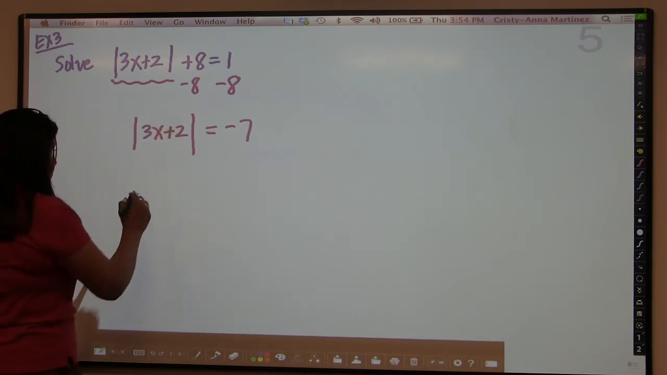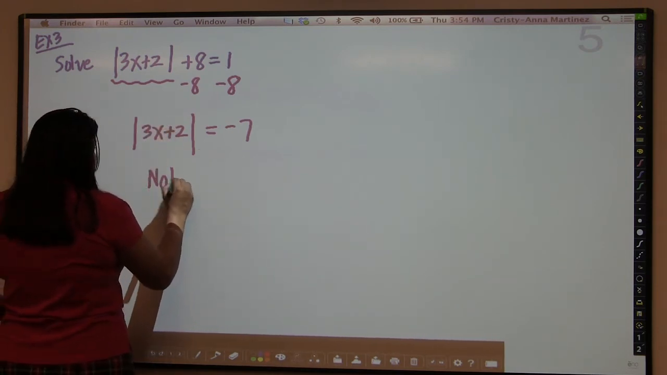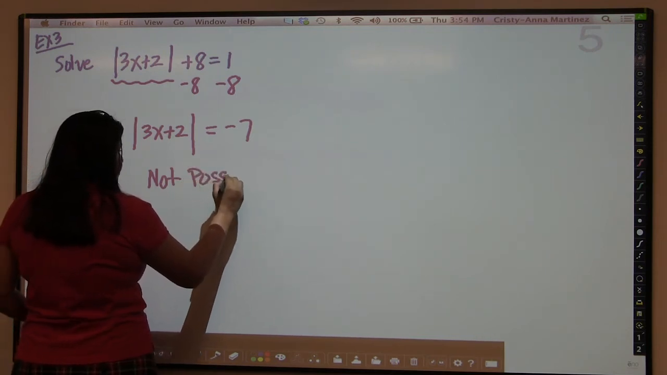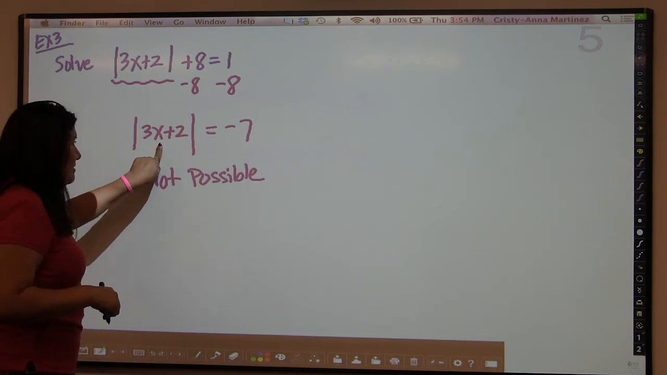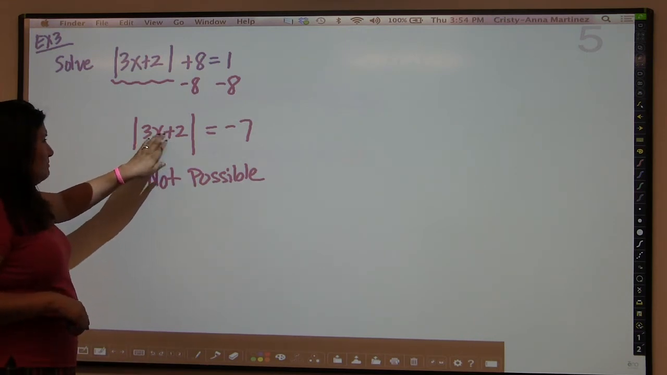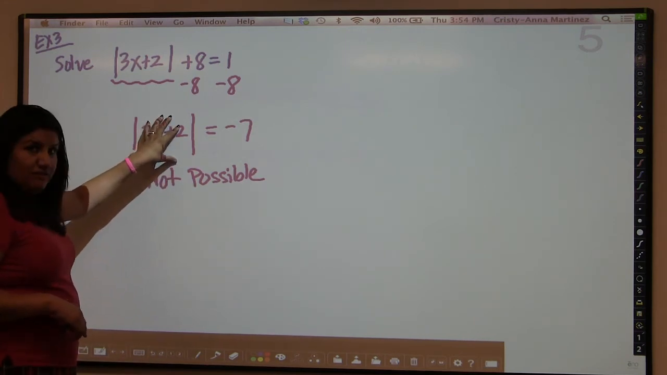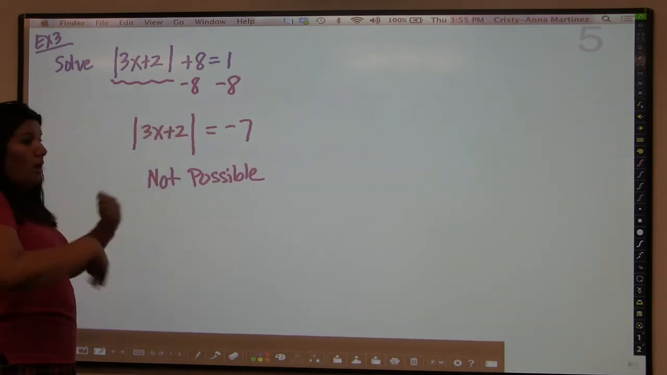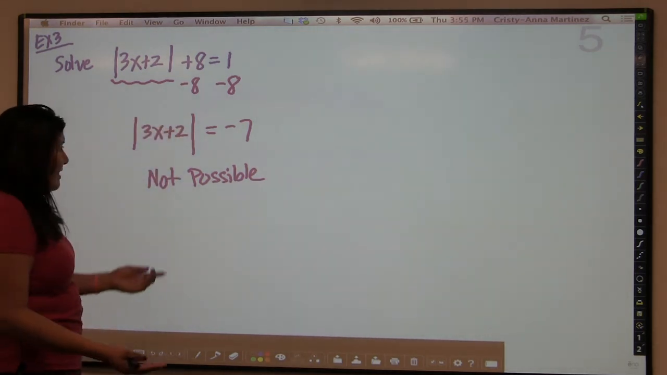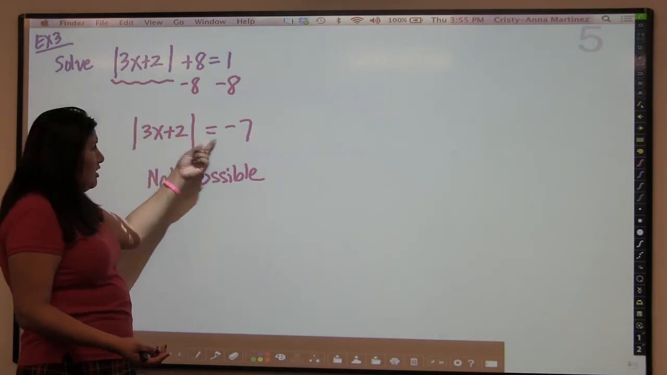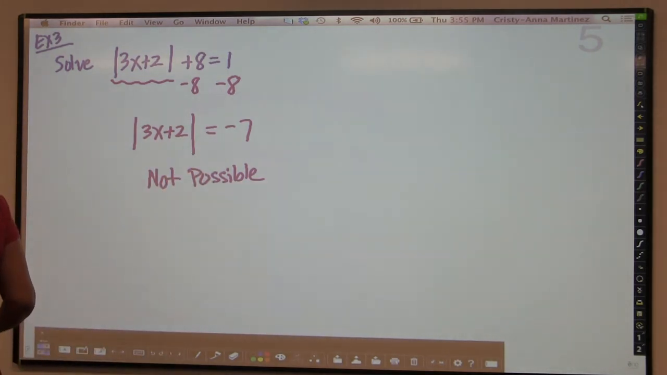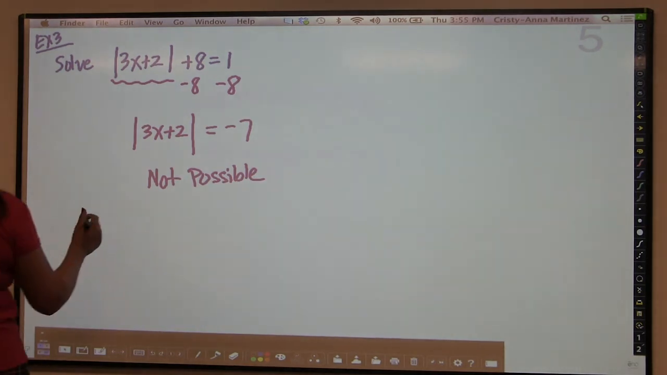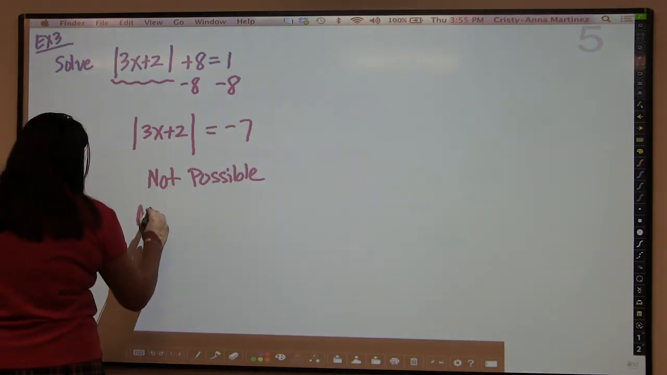Well, this is impossible. It's not possible because anytime I have absolute value bars, it doesn't matter what x is, because if x times 3 plus 2 ends up being negative, the absolute value bars will automatically make it positive. Therefore, it is impossible for the absolute value to equal a negative value. So this is not possible, and it's never true. So we are going to say no solution on this case.